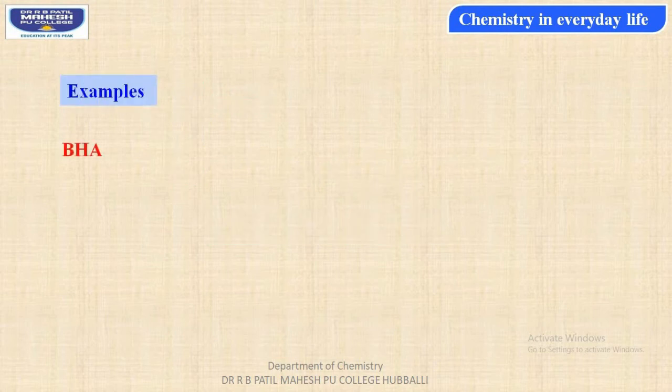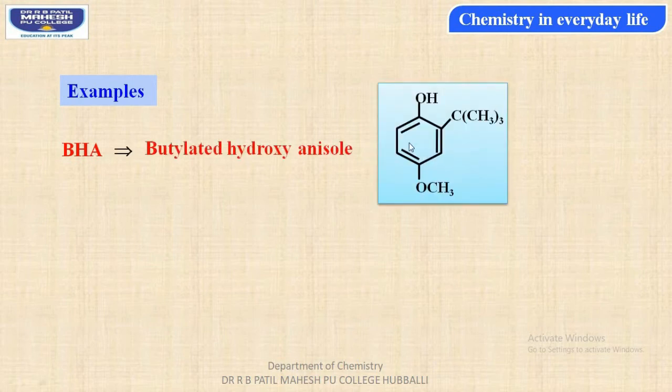Now students, let us study some more examples. BHA, which is butylated hydroxy anisole. Let us see the structure of this molecule. Students, in this case we have anisole, that is a benzene ring with OCH3, a methoxy group. It is called the anisole molecule. And in this anisole molecule, students, at the para position there is a hydroxyl group and at the meta position a butyl group.